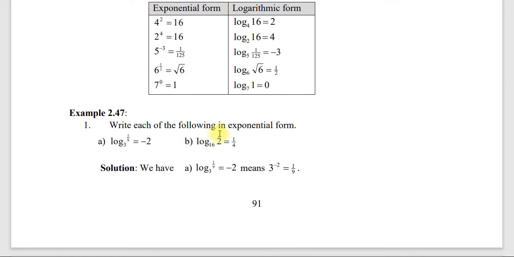Example. Write each of the following in exponential form. A. Log 1 over 9 in base 3 which is equal to negative 2, and log 2 in base 16 which is equal to 1 over 4.